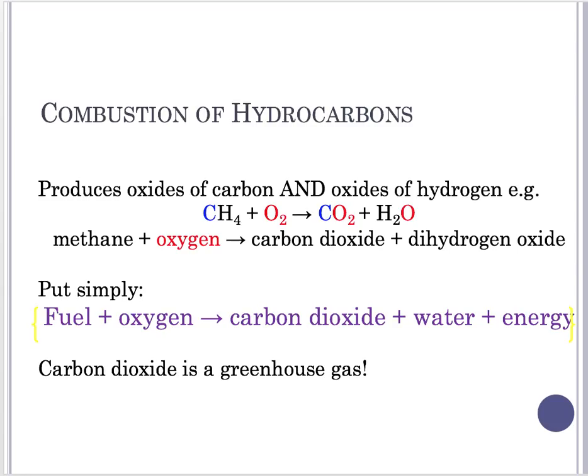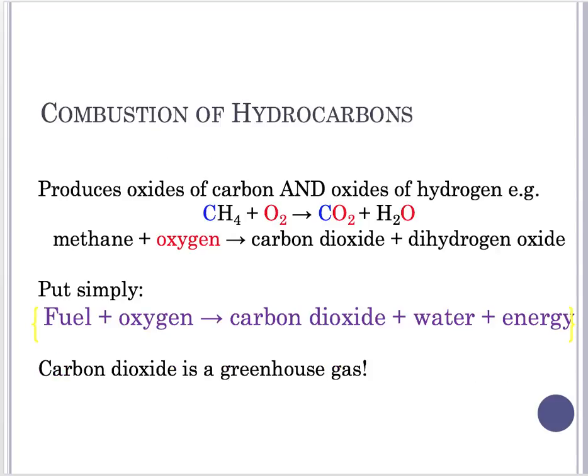Now let's have a look at the reactions of hydrocarbons. They produce oxides of carbon and oxides of hydrogen. CH4, which is methane, plus oxygen gives us carbon dioxide plus dihydrogen oxide. To put it simply, fuel plus oxygen gives us carbon dioxide plus water plus energy, which comes off as heat. Carbon dioxide is a greenhouse gas, so the combustion of that fuel causes CO2 to be formed.